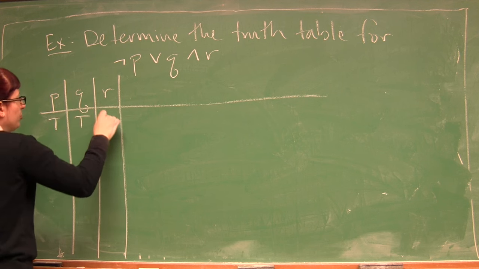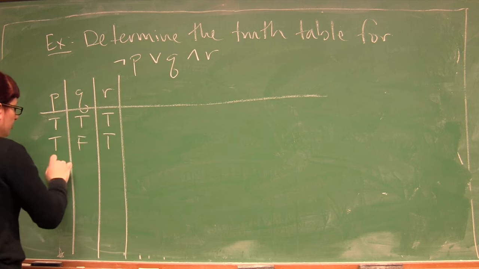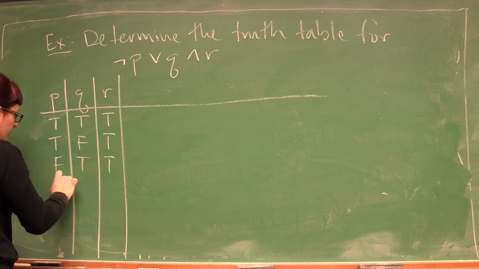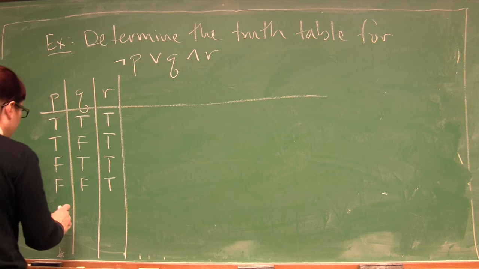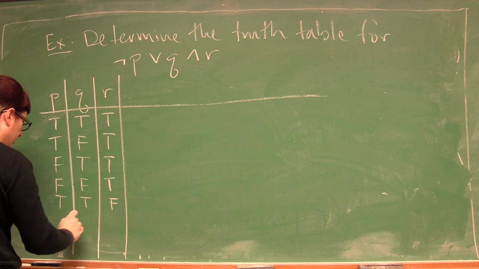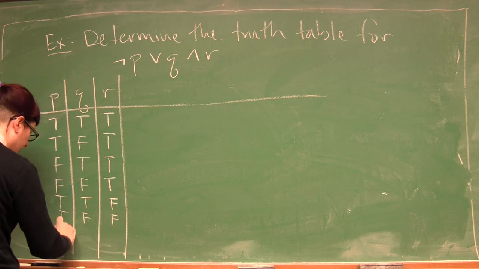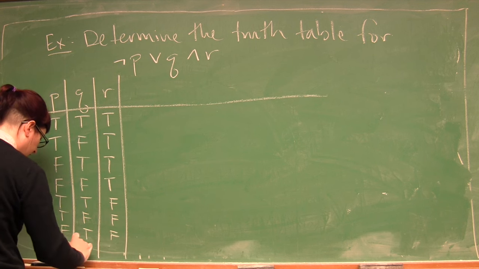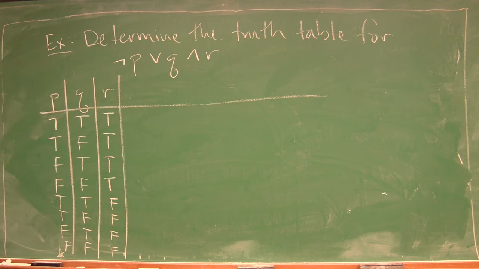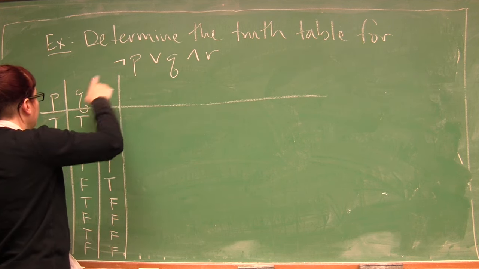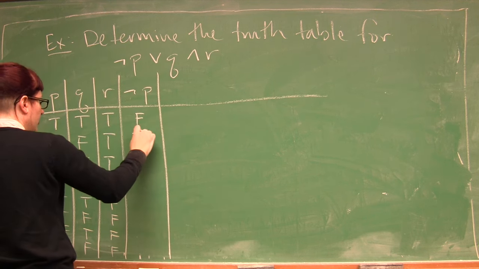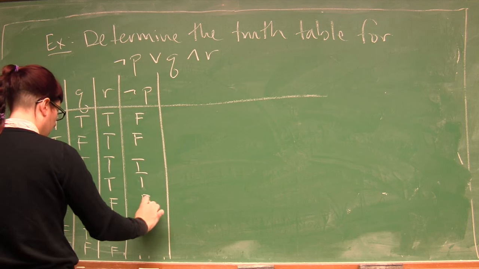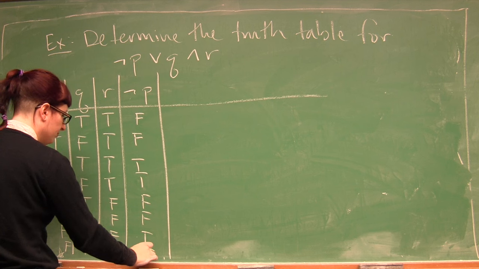We can have true, true, true, true, false, true, false, true, true, false, false, true. This is the 2 version with all trues for R, and then we could do the same thing with all falses for R. True, true, false, true, false, false, false, true, false, or false, false, false. Not P is going to be the opposite of the P column, so this will just be false, false, true, true, false, false, true, true.